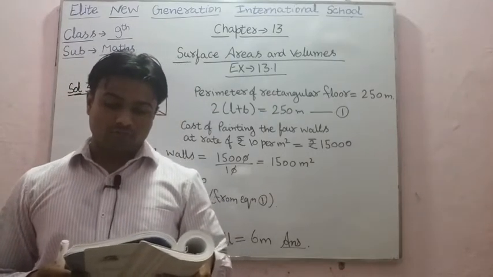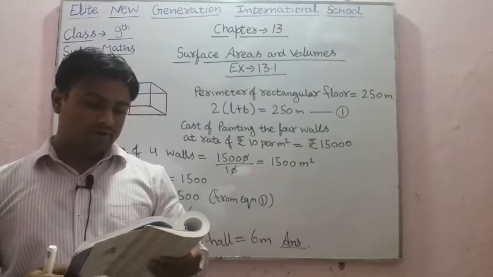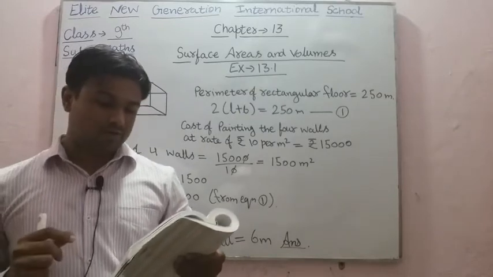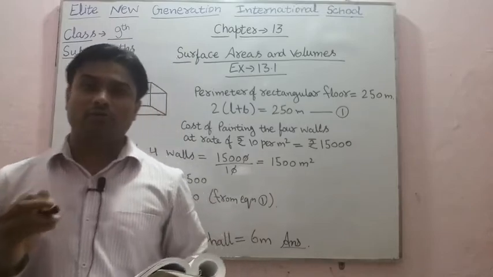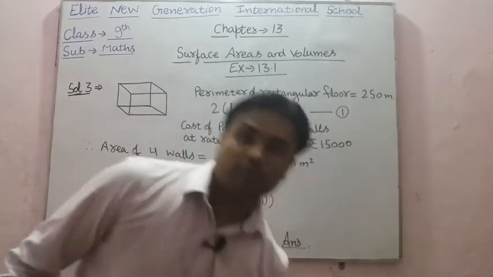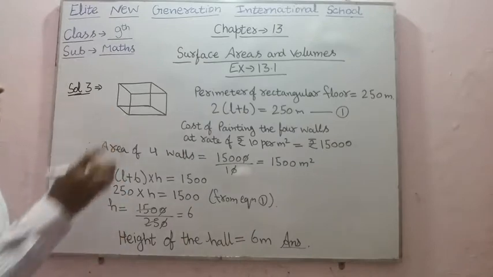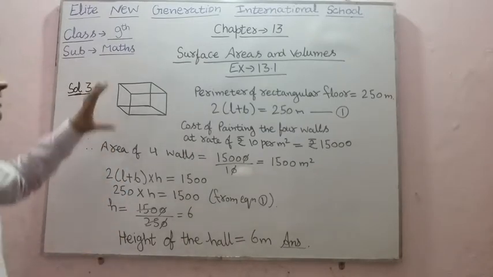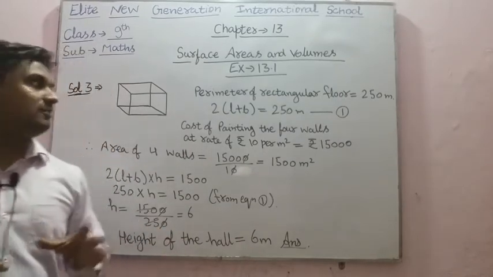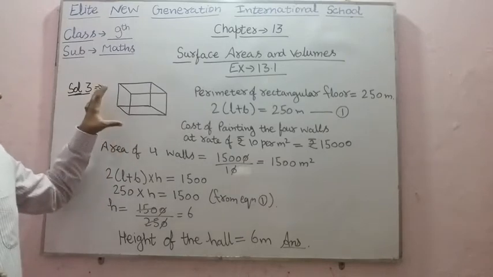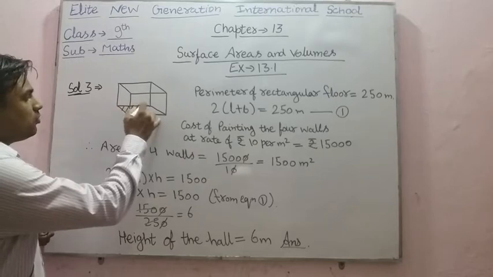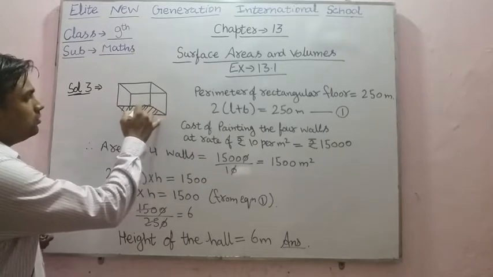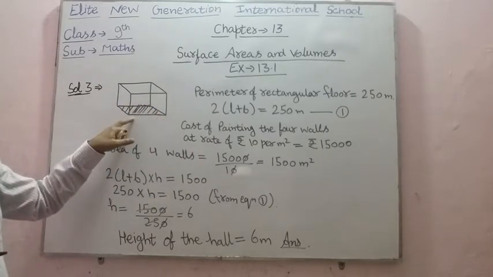If the cost of painting the wall at the rate of rupees 10 per meter square is rupees 15,000, then find the height of the hall. In this question, first of all we are given a rectangular hall. If it is a rectangular hall, that means it is a cuboid, and in this cuboid this will be the floor. So this is the floor of this hall.